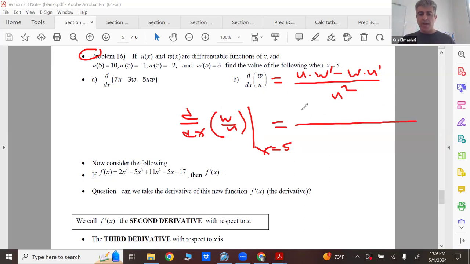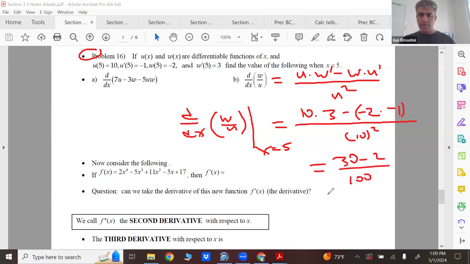Well, U of 5, I know, is 10. W prime of 5 is what? 3. Be careful. W of 5 is negative 2. So I'll put parentheses here just to be safe. U prime of 5 is negative 1. And U squared, 10 squared, right? So you get 30 minus 2 over 100. You get 28 out of 100. You could leave it like that. It's totally fine. You don't need to reduce it.